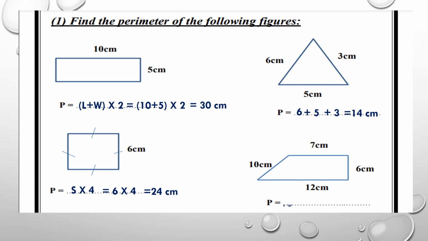The last one, I have a shape and the lengths of these sides are 7 centimeters, 6 centimeters, 12 centimeters and 10 centimeters. To get the perimeter of this shape, I have to add all of these side lengths together. It will be 10 plus 12 plus 6 plus 7, and the total answer will be 35 centimeters.